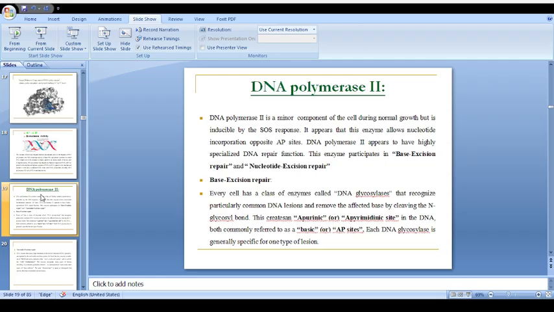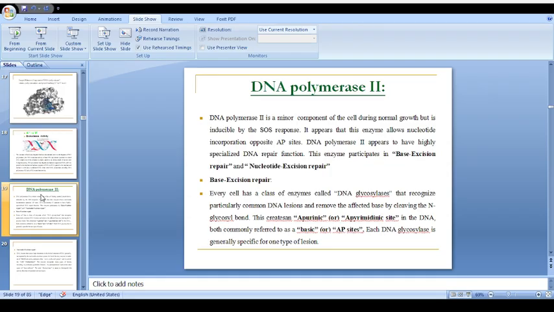On such conditions, when the damage is happening in that region, it loses the base and creates AP sites, that is apurinic or apyrimidinic sites. That is, removal of purine as well as pyrimidine bases is called AP sites. The DNA polymerase appears at that time for the DNA repair function. This enzyme is responsible for base excision repair and nucleotide excision repair.